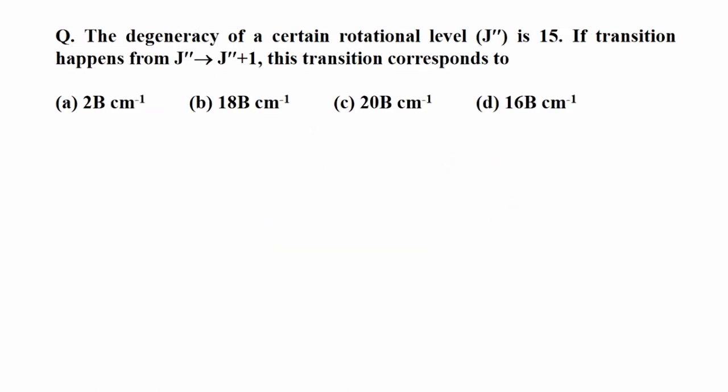So, now we have another question. The degeneracy of a certain rotational level j double prime is 15. So, here in the last problem, we calculated the degeneracy. In this problem, the degeneracy is given. So, if transition happens from j double prime to j double prime plus 1, this transition corresponds to, so we have 4 options, we have to choose one.